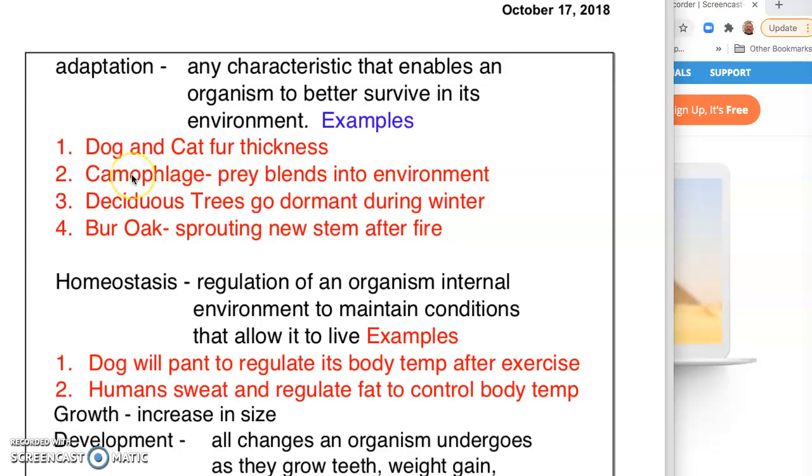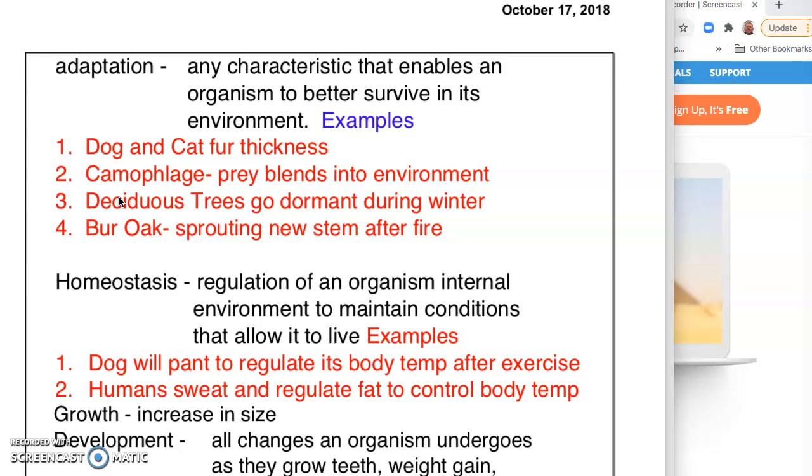And let's talk about one more. No, we'll save that for homeostasis. So our next thing is homeostasis. Homeostasis is the organism's ability to regulate things in their body.